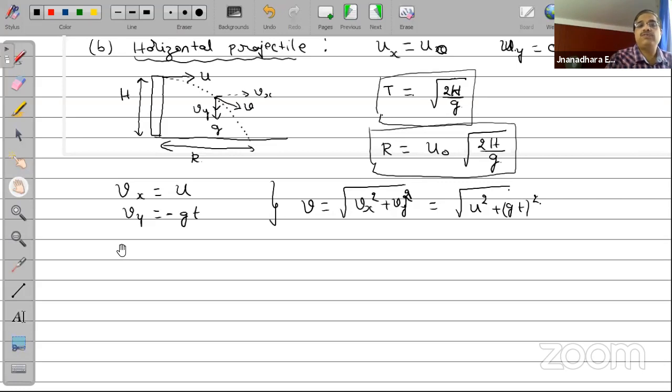So this is about what is called horizontal projectile, and I have also given you all the important ideas that correspond to this. If you all have written down this, I'll be happy to go to my next idea.